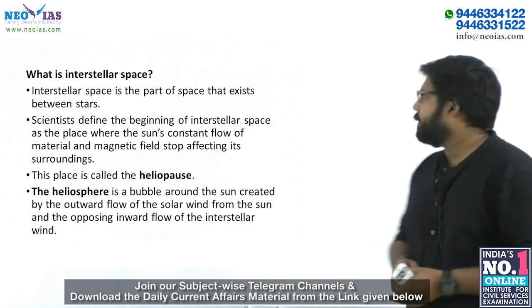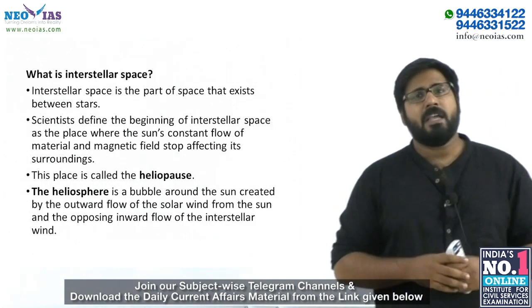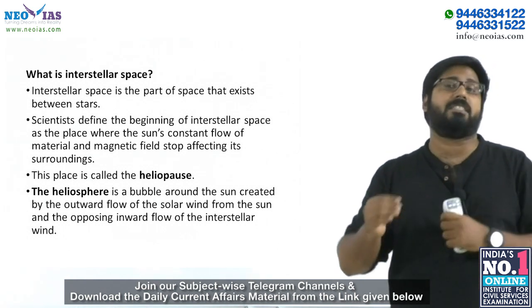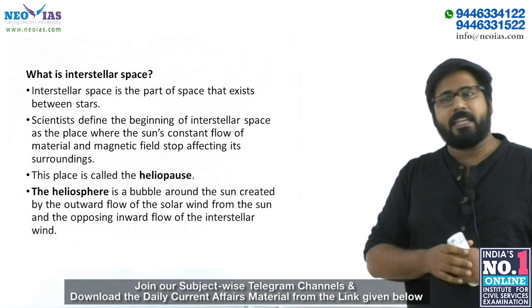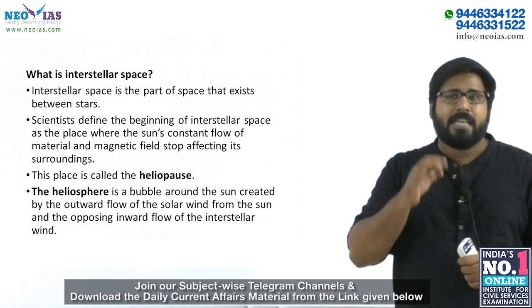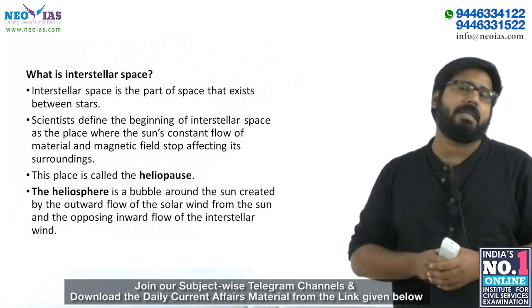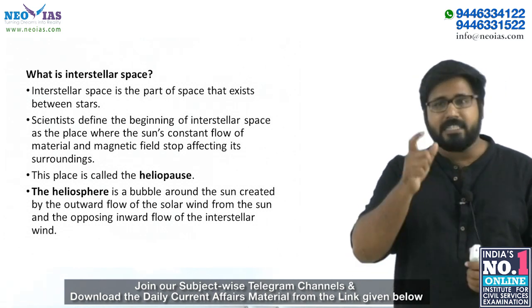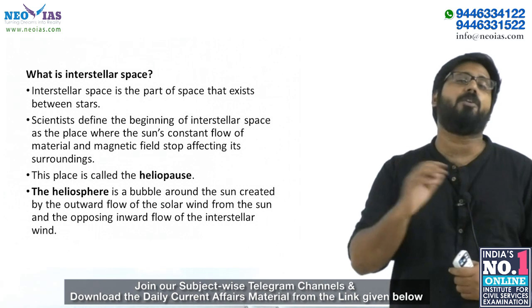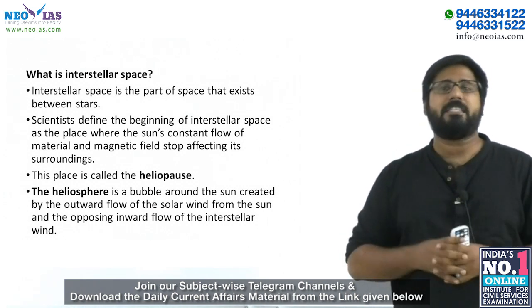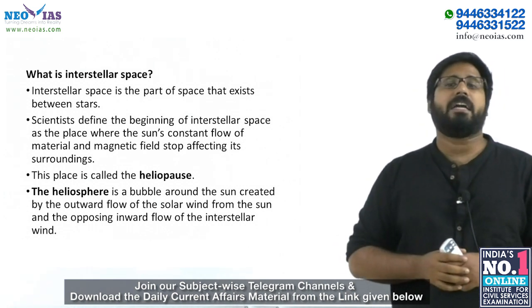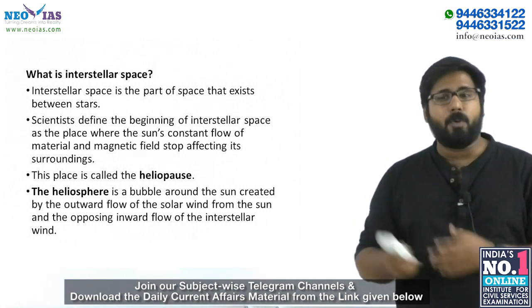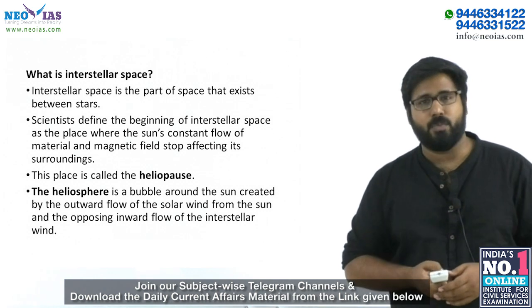Okay. Now coming and talking about interstellar space. Interstellar space is the part of space that exists between stars. Scientists define the beginning of interstellar space as the place where the sun's constant flow of material and magnetic field stops affecting its surroundings, and this place is what they call the heliopause. The heliosphere is basically a bubble around the sun created by the outward flow of the solar wind from the sun and the opposing inward flow of the interstellar wind.